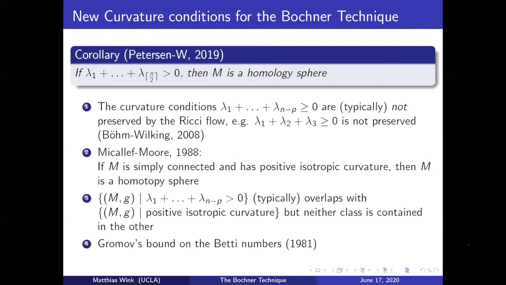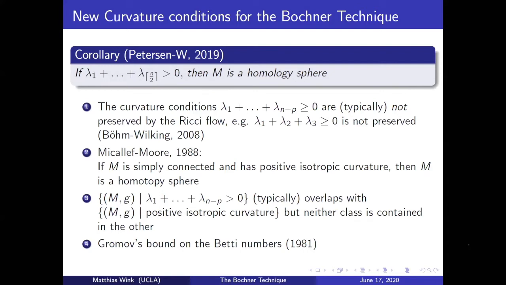The curvature conditions that we've written down are typically not Ricci flow invariant. I say typically because we can arrange for our sum to be lambda 1 plus lambda 2 again, and then it would be preserved. But Böhm-Wilking already observed that if we look at lambda 1 plus lambda 2 plus lambda 3, this is not preserved by the Ricci flow. And one can similarly see that lambda 1 plus lambda n minus p is typically not preserved by the Ricci flow. Okay, so we've got a key difference already to the previous results.